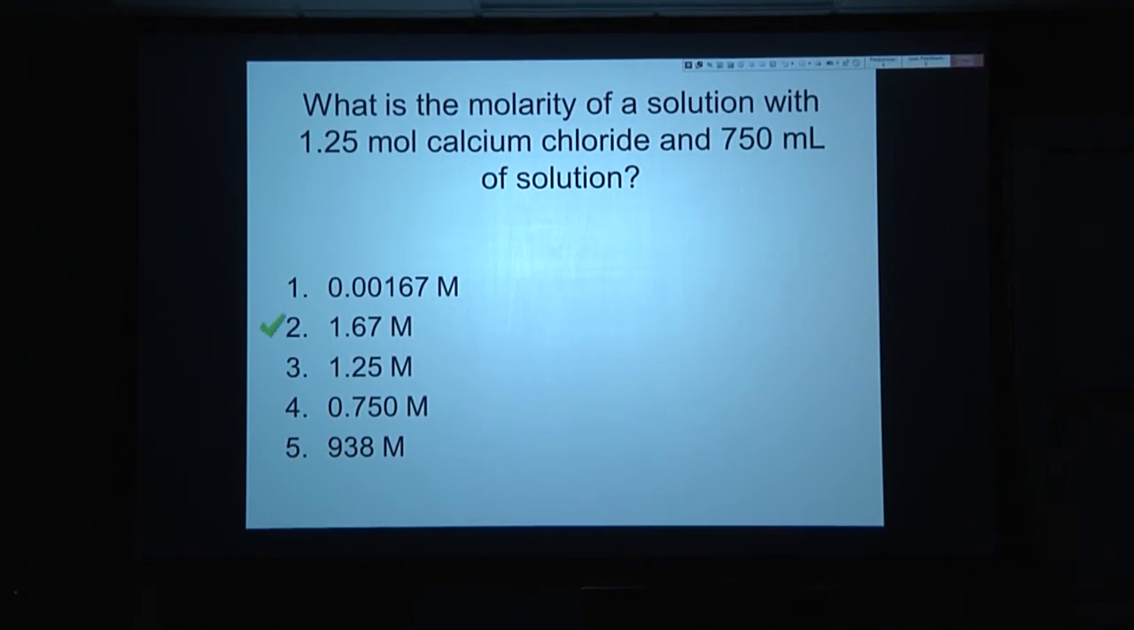Okay, the correct answer is 1.67 molar. All you would do for this is take the moles of calcium chloride, 1.25 mole, divided by 0.750 liter, because this has to be in liters, and that's the molarity, mole per liter. The solute is calcium chloride, and the molarity is 1.67 molar.